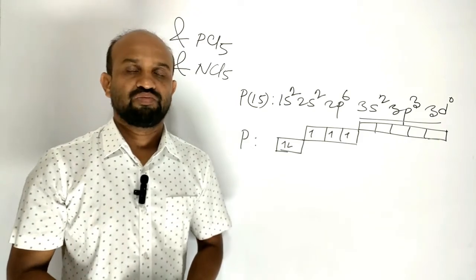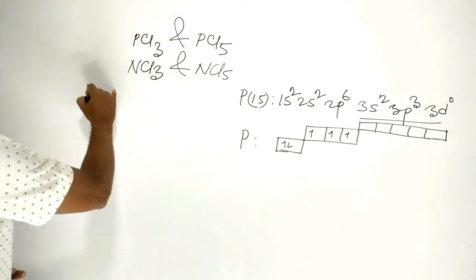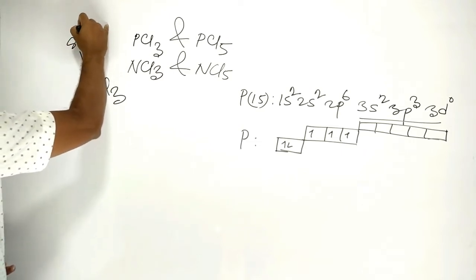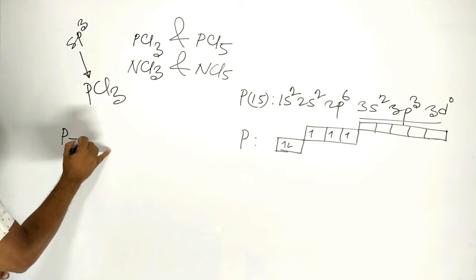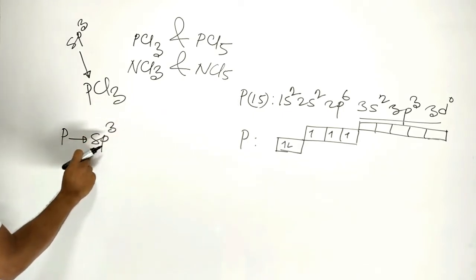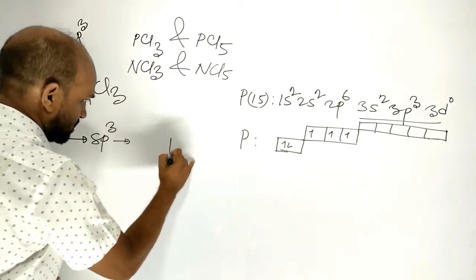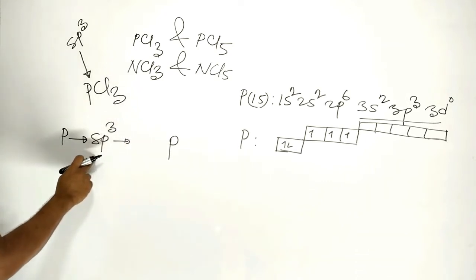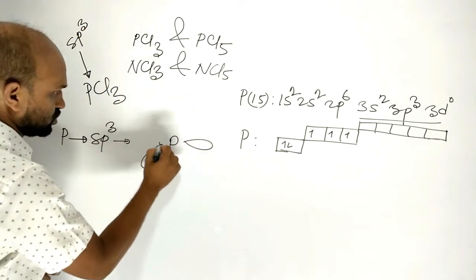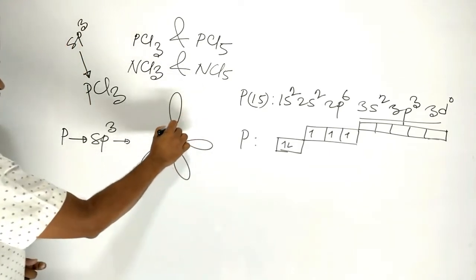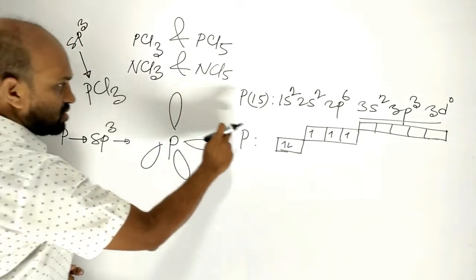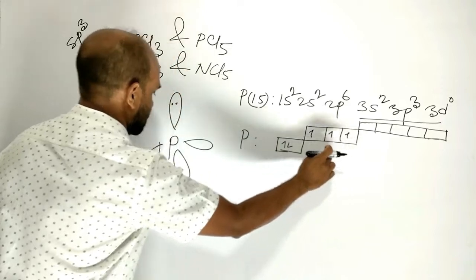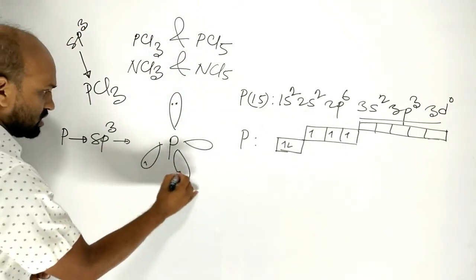Now let's see formation of phosphorus trichloride molecule. Phosphorus trichloride. Here, phosphorus is sp3 hybridized. That is, phosphorus sp3 hybridization occurs here. Then phosphorus will have 4 hybrid orbitals. One orbital will contain one pair of electrons and another 3 orbitals will contain 1 electron each.